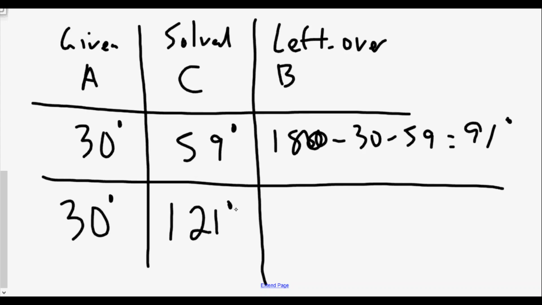So it could be sine of 59, but also be a sine of 121. So both angles will work out. Well, 180 minus 30 minus 121. Well, that's the same as 180 minus 151. And that would be, I believe, 29 degrees. Okay, guys, double check my math. Sometimes I make errors. But I think it's going to be 29 degrees.